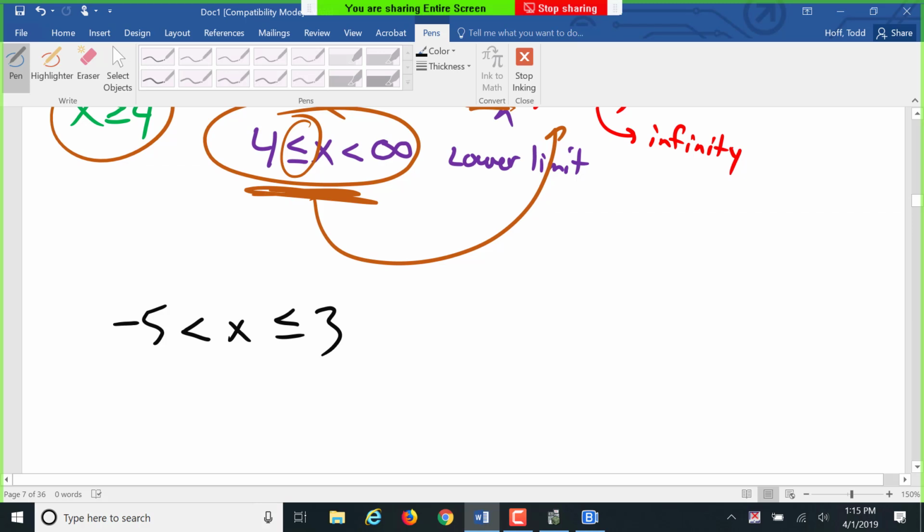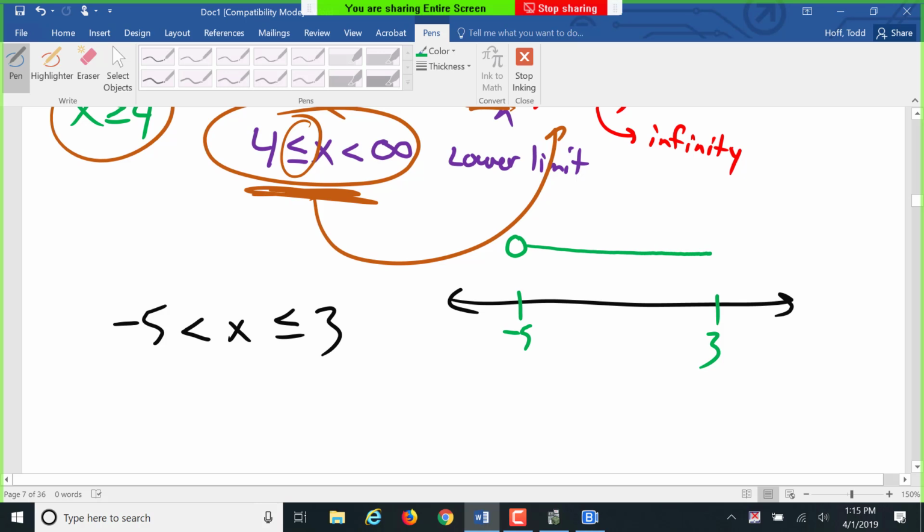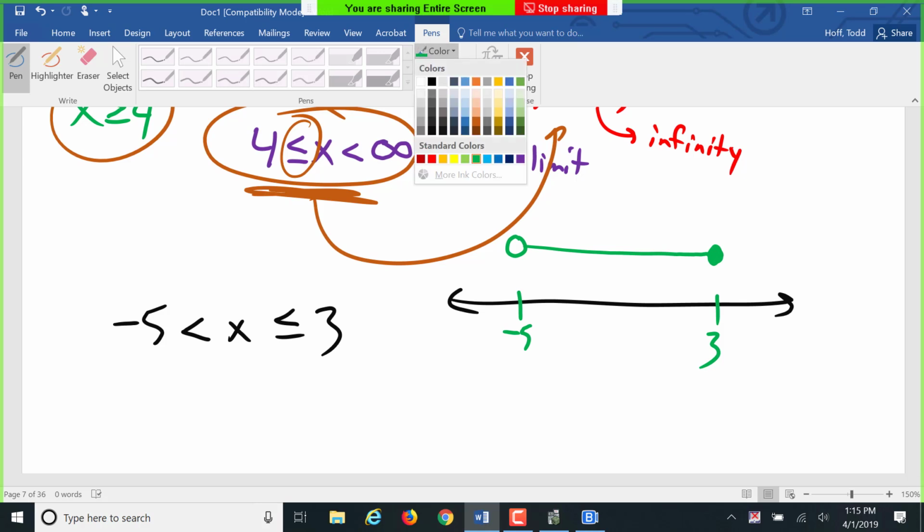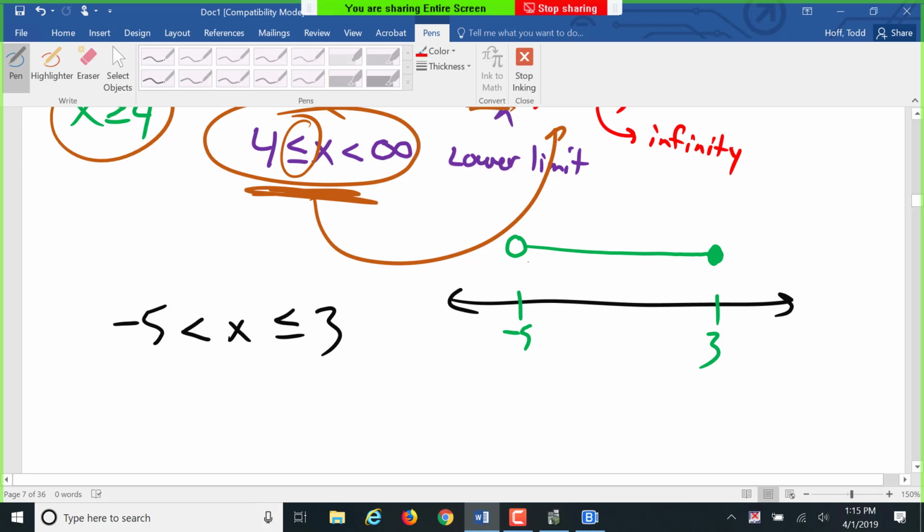So if I have this range, negative 5 is less than x, which is less than or equal to 3. If I were going to put that on a number line, here's negative 5 and here's 3. Does it include the negative 5? No, it's strictly less than. That would be an open dot. Does it include the 3? Yes, that would be a closed dot. If I were using the other notation, this would be a curved end. That would be a square end.